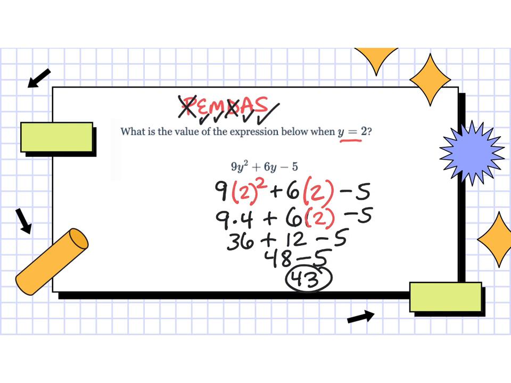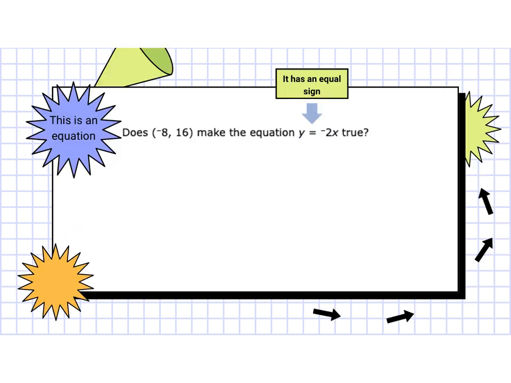Again, that's an expression because there's no equal sign. And the last one has an equal sign. It's a very small, short equation. It says, does negative 8, 16 make this equation true? So what they're really saying is, does y equal negative 2x when I replace my x with negative 8 and my y with 16? Well, let's see.